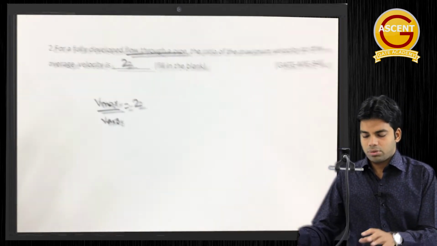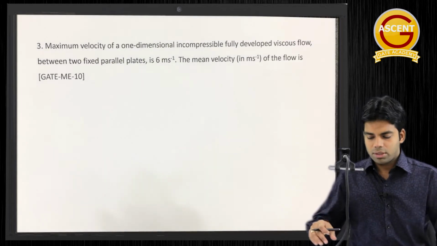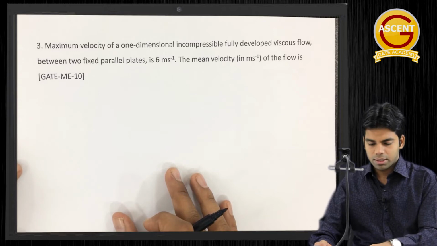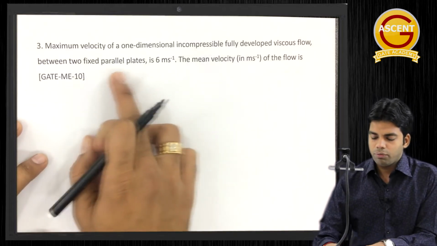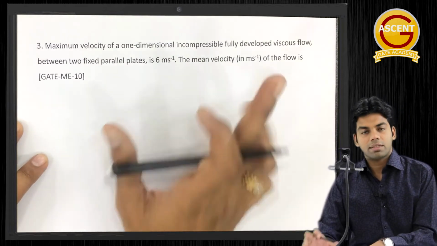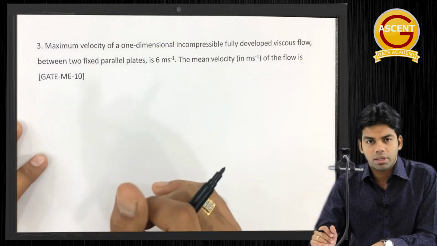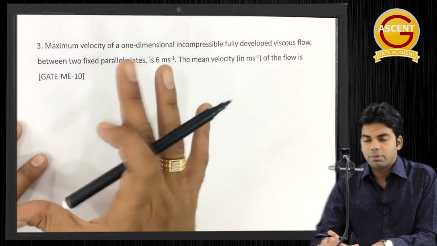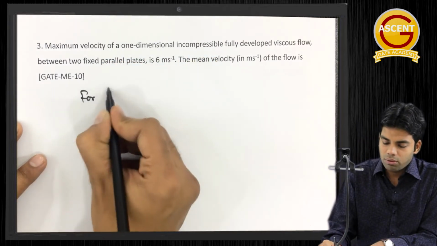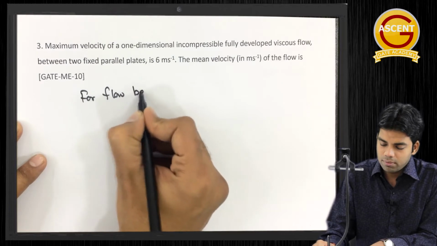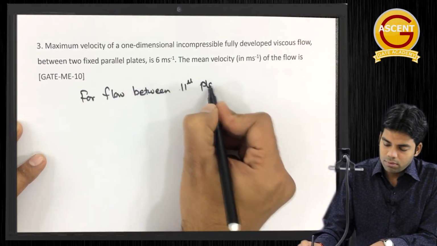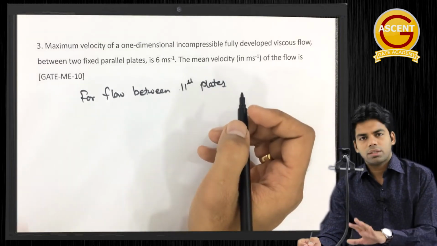Okay, next question. Maximum velocity of a one-dimensional incompressible fully developed viscous flow between two fixed parallel plates is 6 meter per second. The mean velocity of the flow is, maximum velocity is given, mean velocity we have to determine. This is the flow between two parallel plates, and as I told you, for flow between parallel plates, mostly the questions are asked from the same concept.